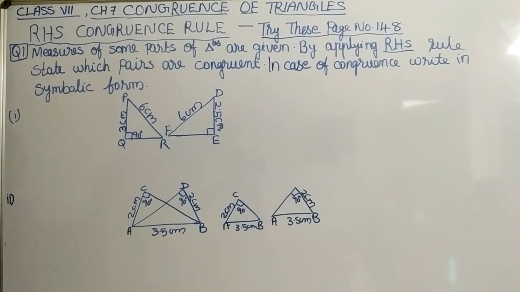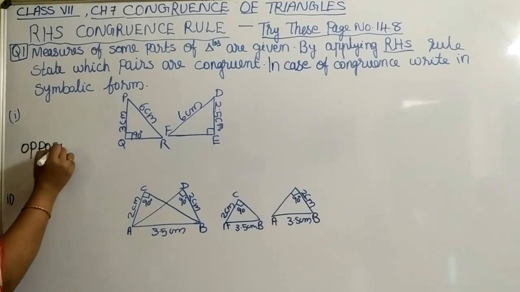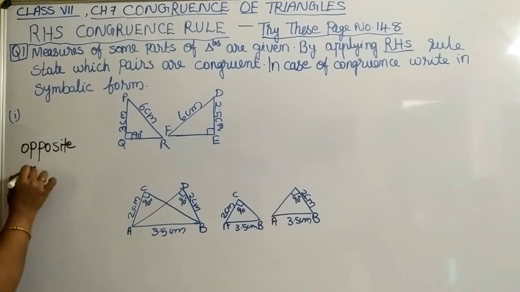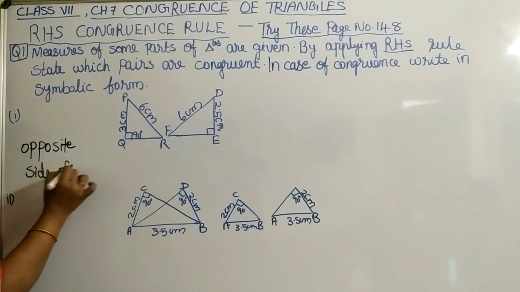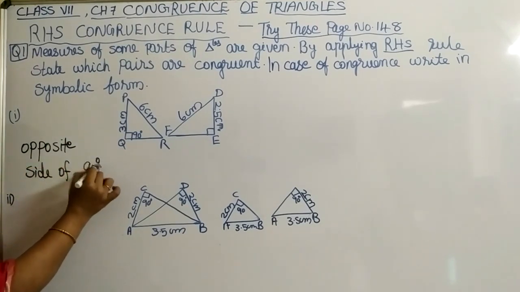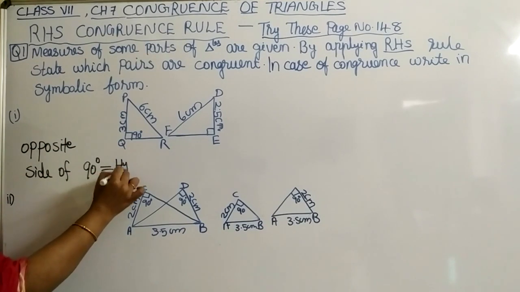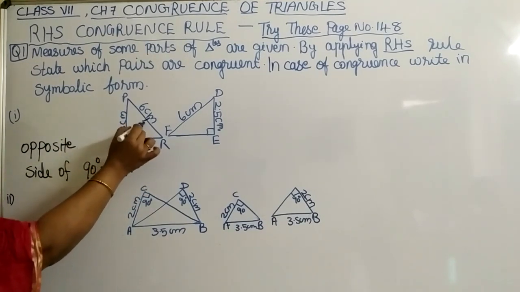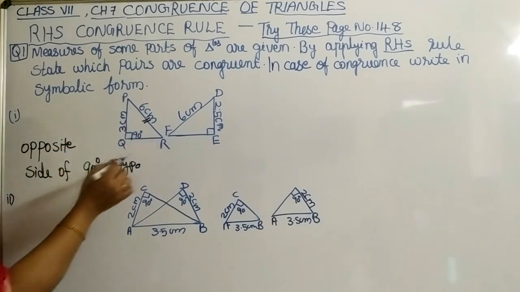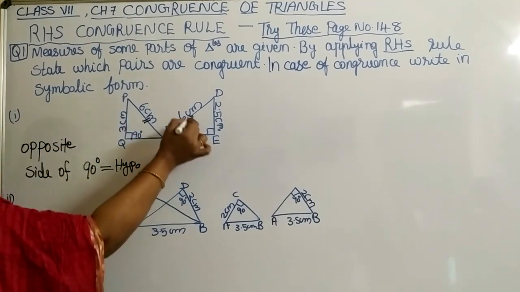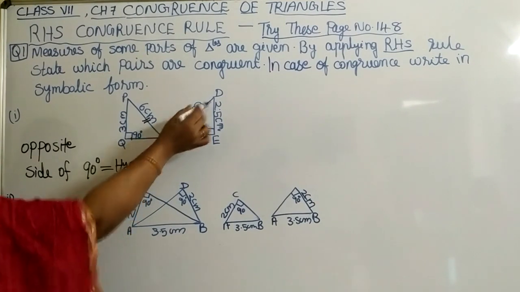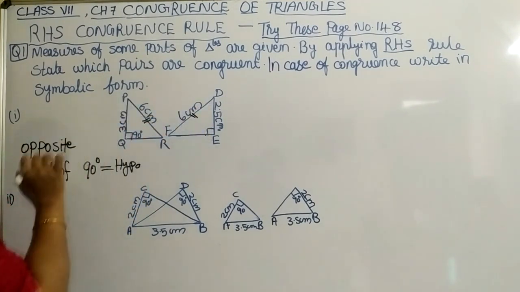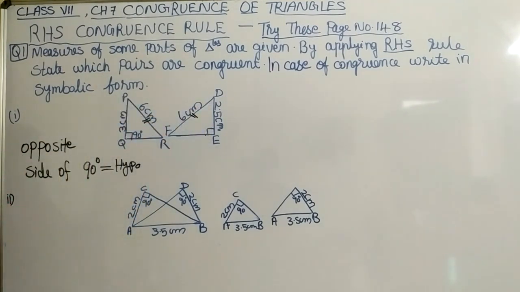How to find the hypotenuse? Opposite side of 90 degree is hypotenuse. So this is our 90 degree. So this is the hypotenuse in this case. Here this is 90 degree. So this is hypotenuse DF. Here hypotenuse is PR. Both are same measure, 6 centimeter.